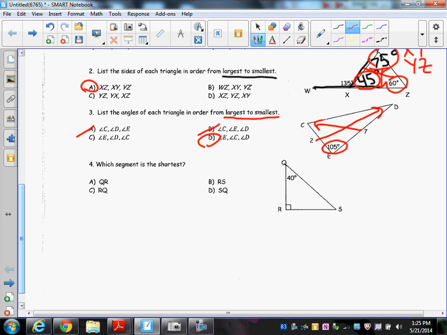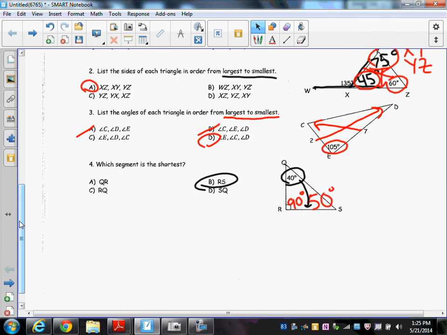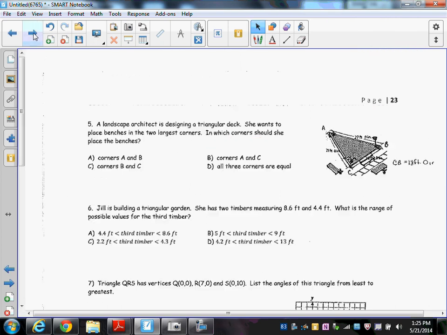Number 4 says which segment is the shortest? Again, knowing that it has to equal 180 degrees, we have 90 here. The shortest angle is 40 degrees. Across from 40 degrees, we have segment RS. So the answer for number 4 is B. Let's move on to page 23.